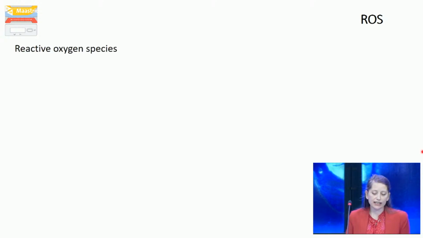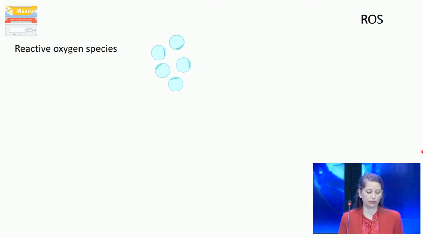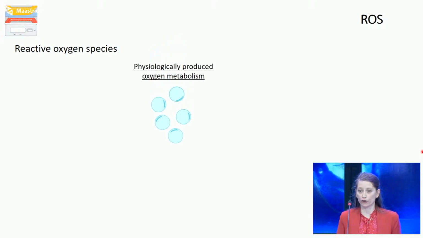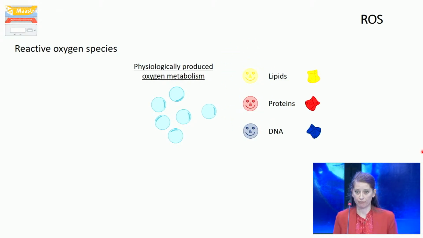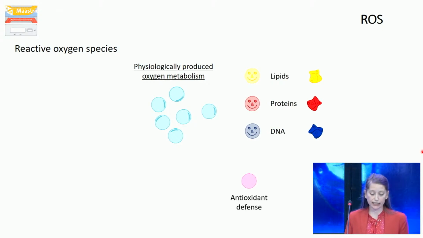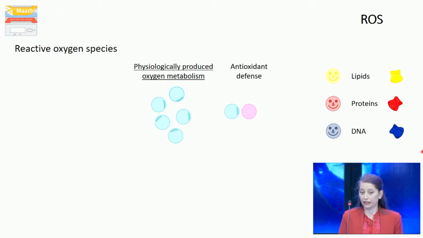What are those ROS? ROS stands for reactive oxygen species, which are a class of molecules which contain oxygen and are highly reactive. Those molecules are produced every time that we use oxygen, and because they are highly reactive, they can react with all the molecules in our cells and body, damaging them. To avoid this process, there is a class of molecules called antioxidant defense, which can react with these ROS in a controlled way and eventually produce water.